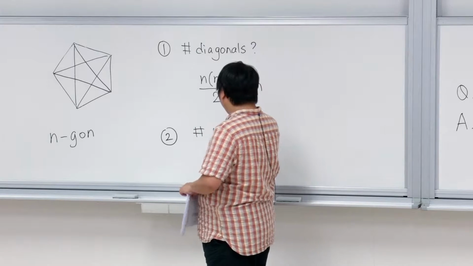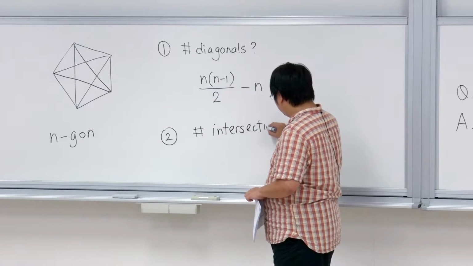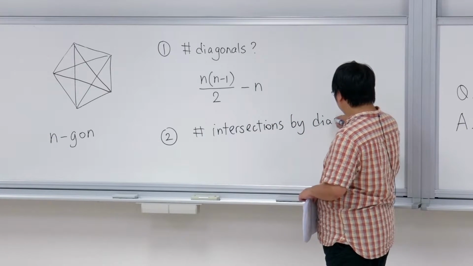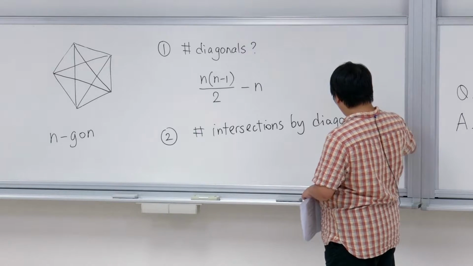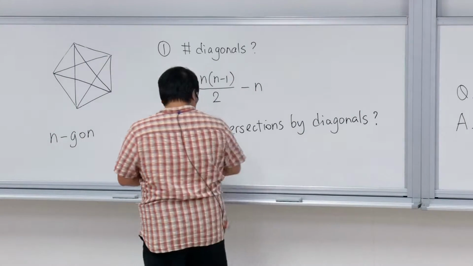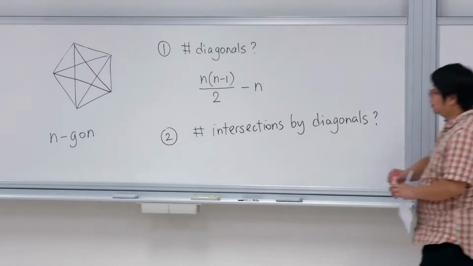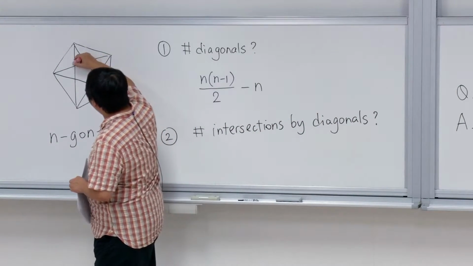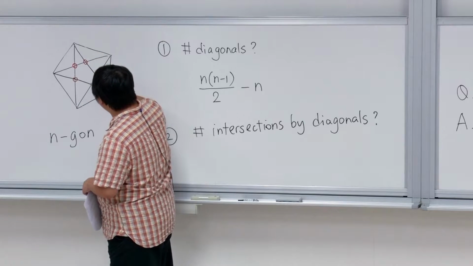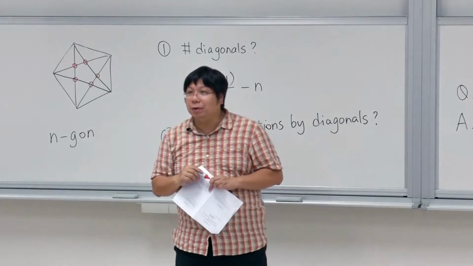Number of intersections by the diagonals. How many intersections are there? So here in this graph, there's 1 intersection point here, 2 intersection points, 3, 4, 5 intersection points, right? So there are 5 intersection points.